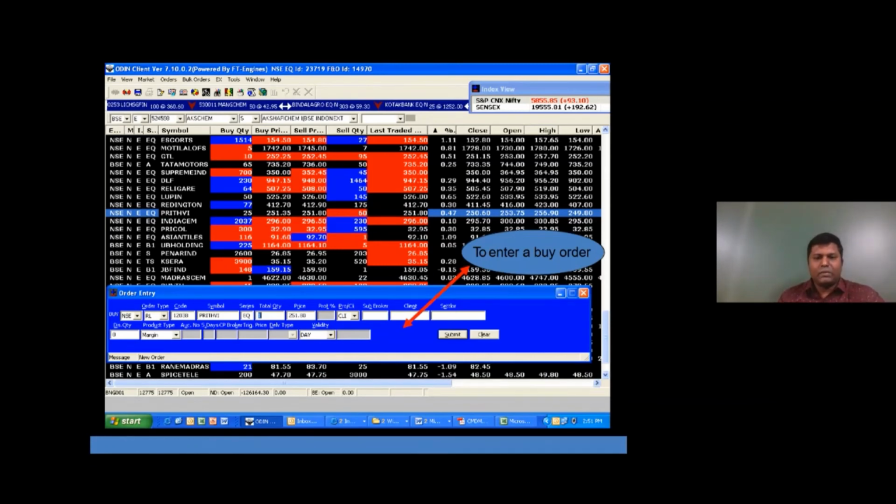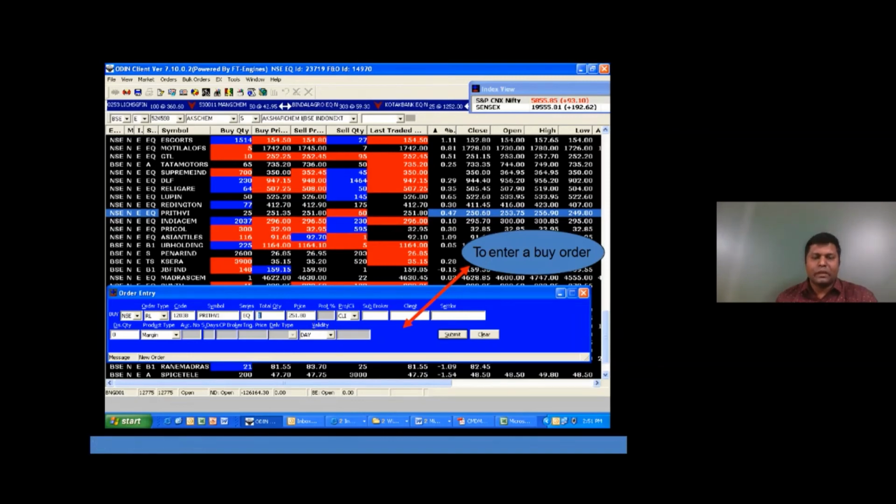Let me say now the order comes here. You are not willing to buy at 251.80. You will say that I don't want to buy at 251.80, I would like to buy at 251. Now look, if you don't want to buy at 251.80, you can mention some other price.